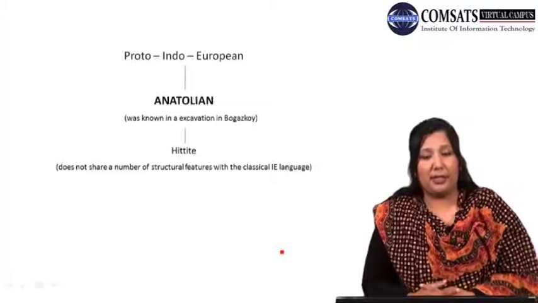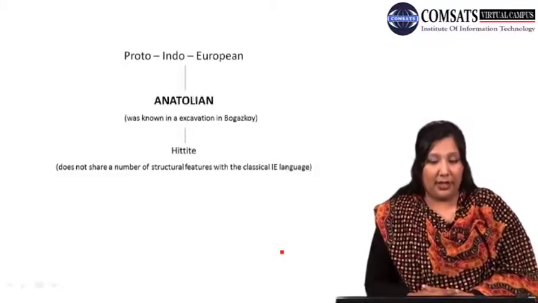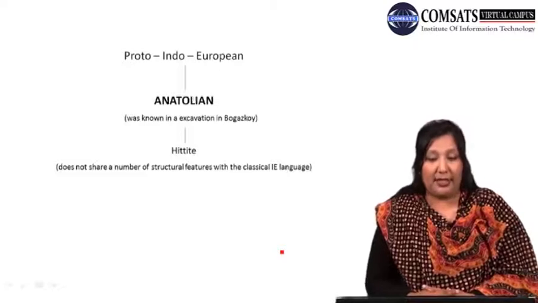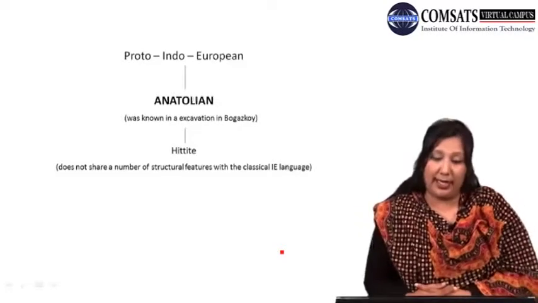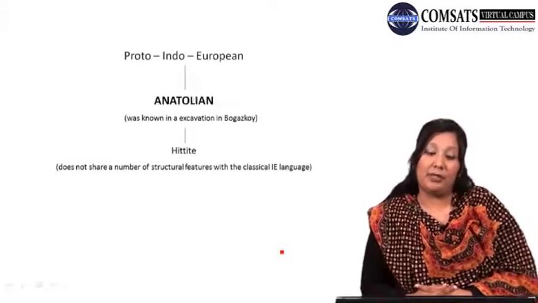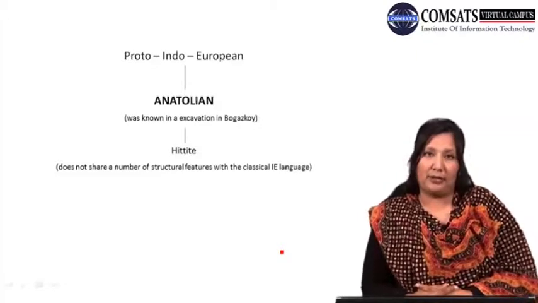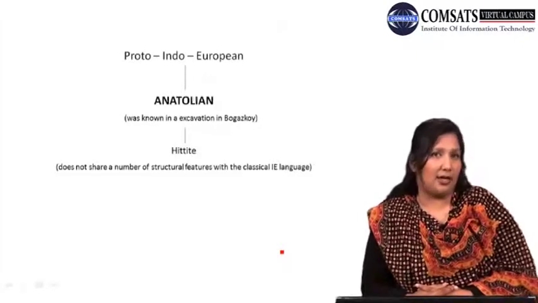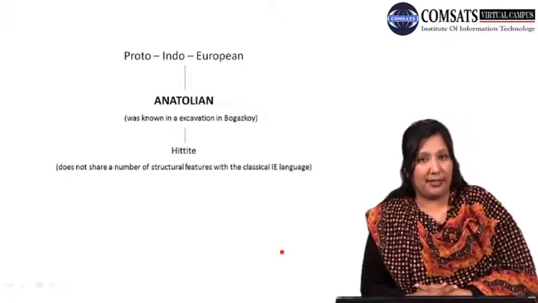Proto-Indo-European is the main branch. It is further divided into the Anatolian language, which became known through the excavation in Bogazkoy. It was really a very famous language when there was an excavation there. After that, perhaps it started going extinct after a little time. Anatolian is further subdivided into Hittite.